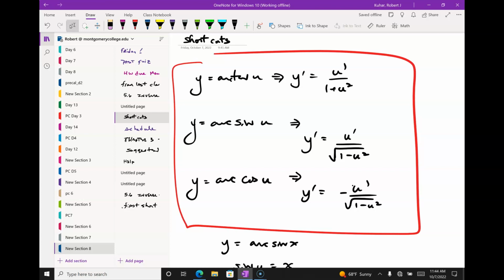So, look at the difference between arcsine and arccosine, the derivatives, right? What's the only difference? The negative, right? And remember my wheel, right? Cosine to sine, I need the negative. If I'm starting with some kind of cosine, I'm going to get the negative. If I'm starting with a sine, I'm going to keep it positive. Same thing, right?